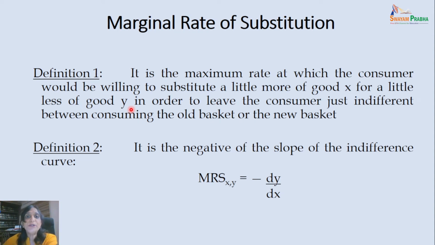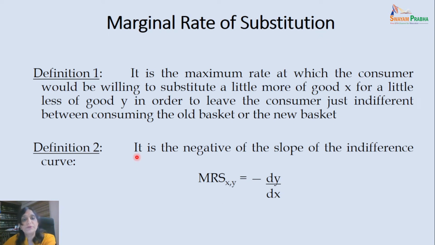But in order to remain on the same level of satisfaction, if you are moving from one combination of good to another combination of good, in order to take more of one, you have to give up some of the other, and the rate at which you are making this exchange is called the marginal rate of substitution.